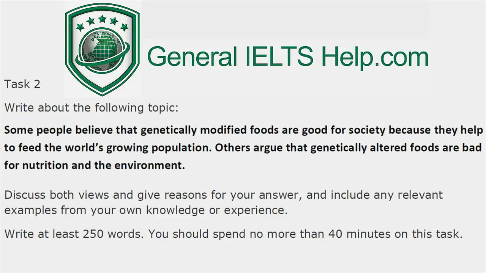Task 2. Write about the following topic. Some people believe that genetically modified foods are good for society because they help to feed the world's growing population. Others argue that genetically altered foods are bad for nutrition and the environment. Discuss both views and give reasons for your answer, and include any relevant examples from your own knowledge or experience. Write at least 250 words. You should spend no more than 40 minutes on this task.